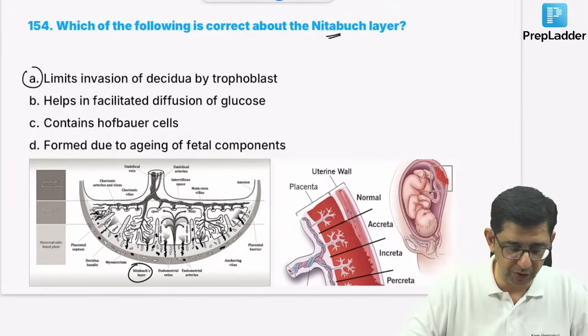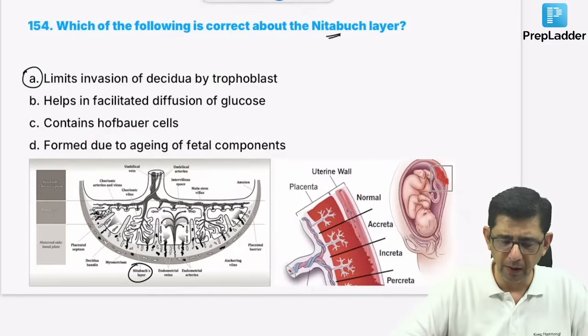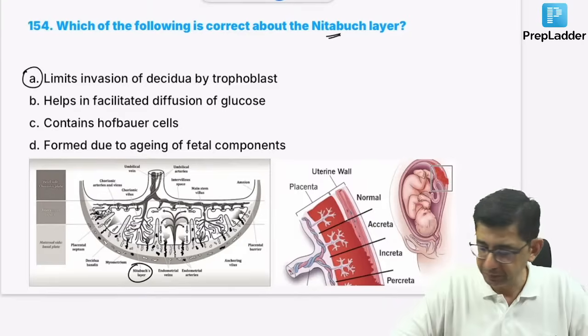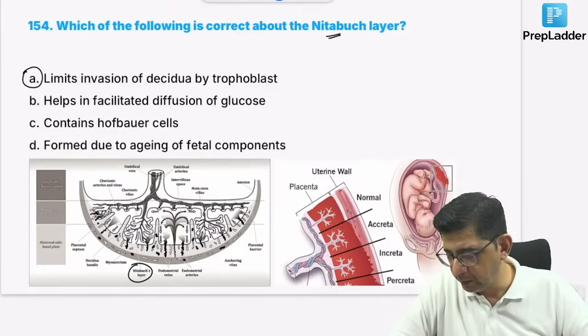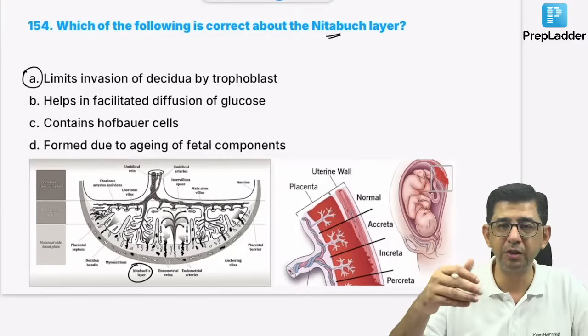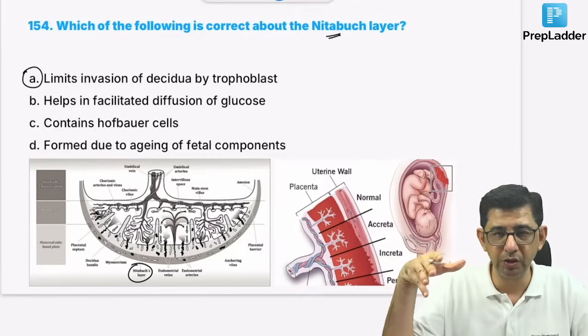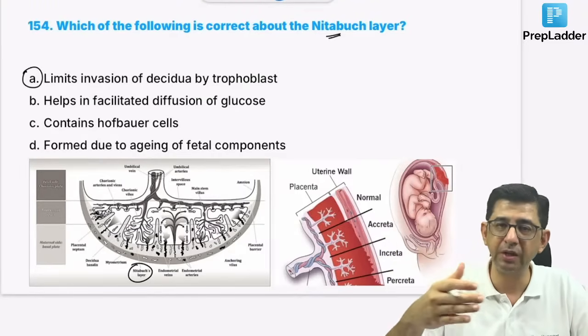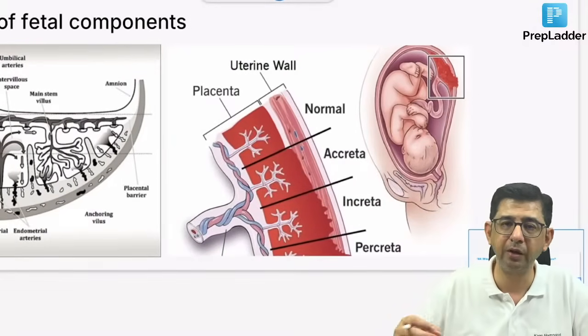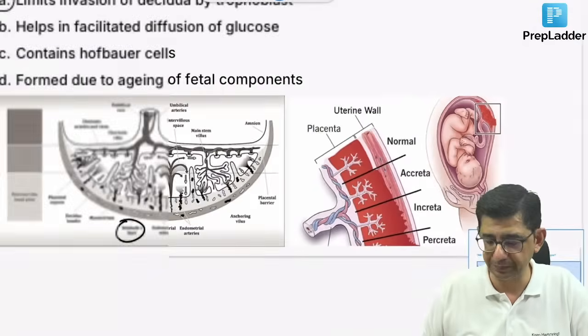The correct answer for this is option A. Nitabuch layer absence causes placenta accreta. And then there can be terms like increta and percreta also. If it is deeper, then it is called percreta, meaning it goes through the uterine wall. If it goes deep inside, then it is increta. Otherwise, just adherent is the accreta component. So three terminologies: accreta, increta, and percreta. Percreta means it goes through the uterine wall itself.